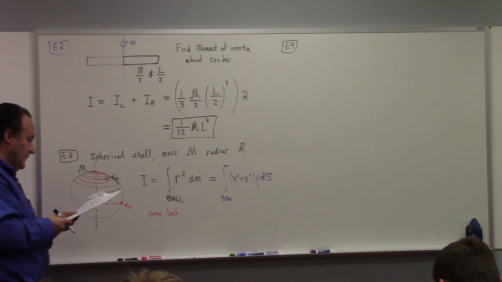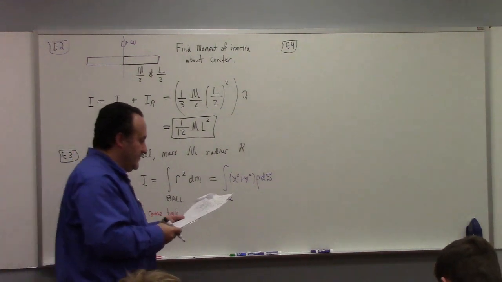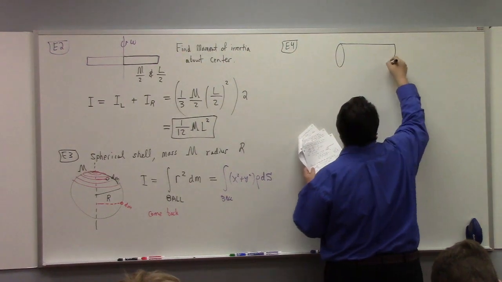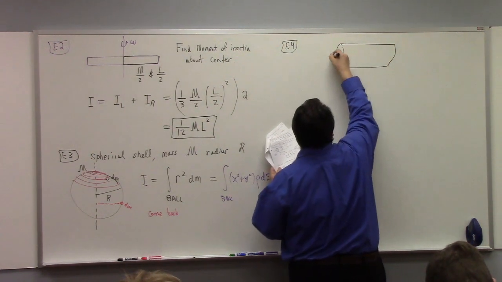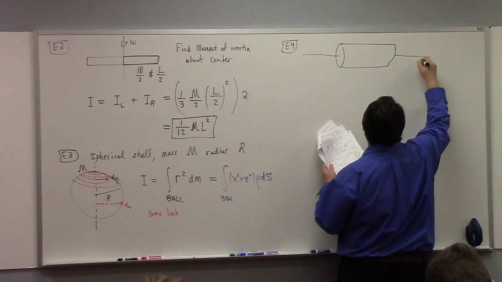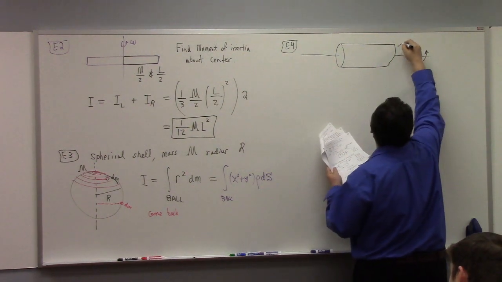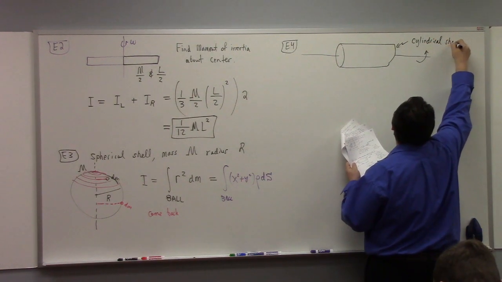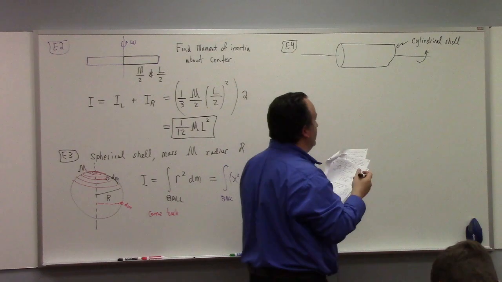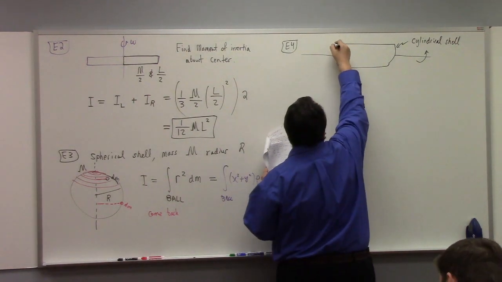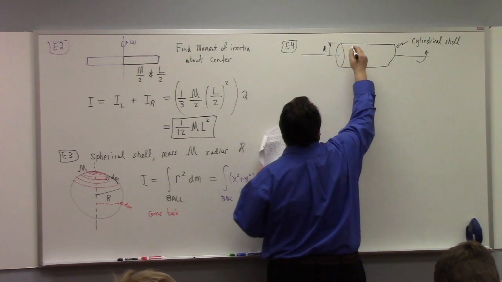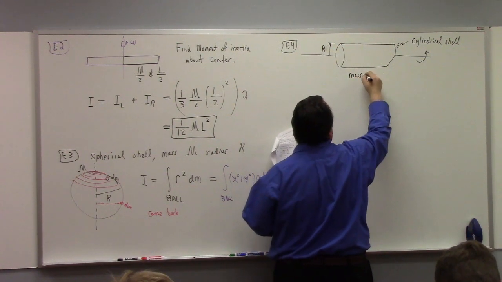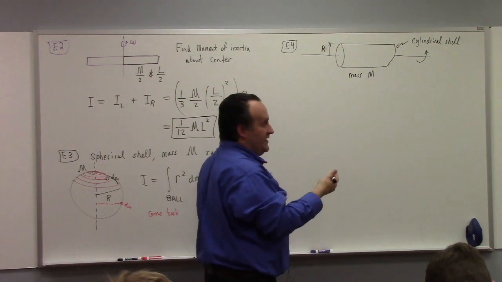Example 4, this one's easier. So suppose you've got a cylindrical shell. So this would be like a can without a lid, and you're just rotating it like this, all right? So cylindrical shell, and let's suppose its radius is r, and it has mass m. So we want to calculate the moment of inertia.